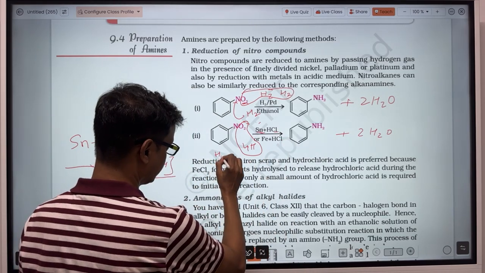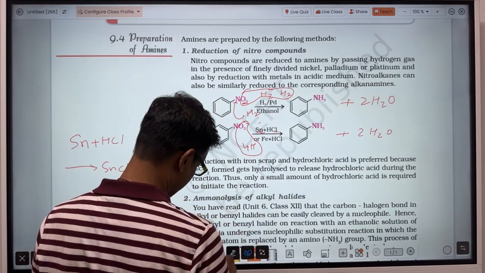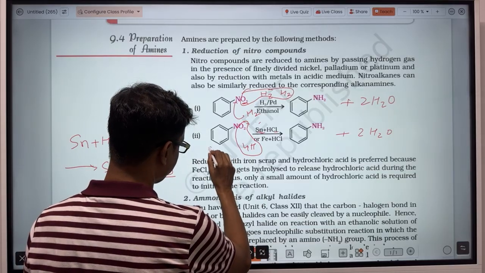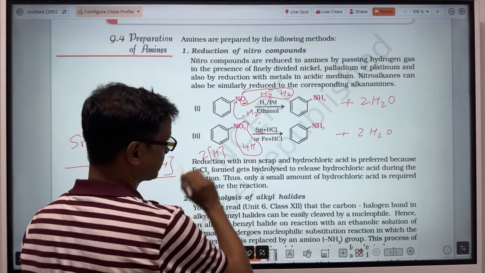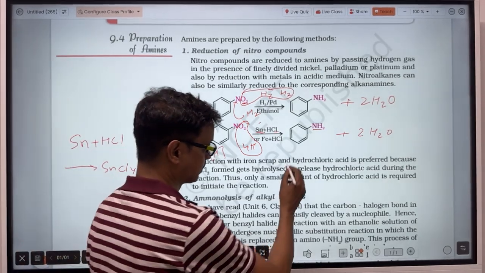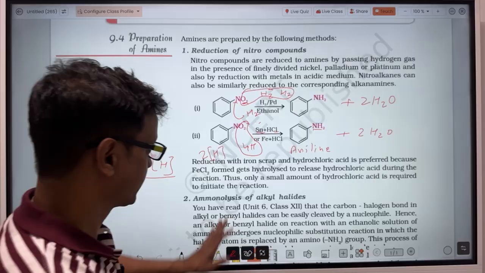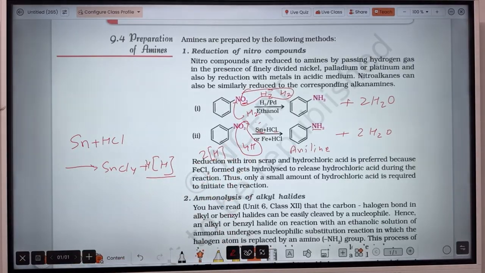From the other one, there will be other nascent hydrogen. So 2 nascent hydrogen will combine with this nitrogen and form NH2. So as a result, there will be formation of aniline. That was when strontium and HCl have been taken.